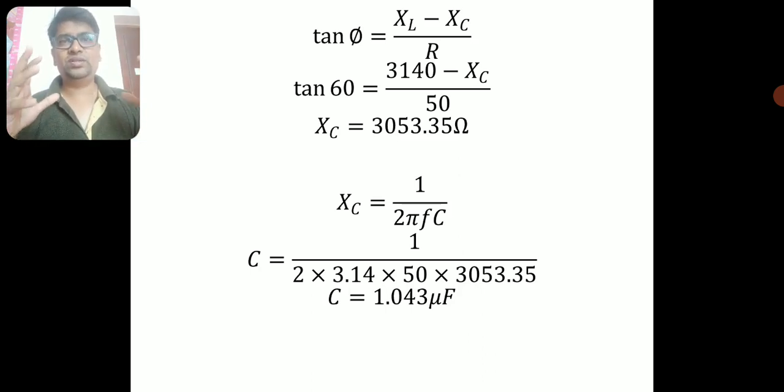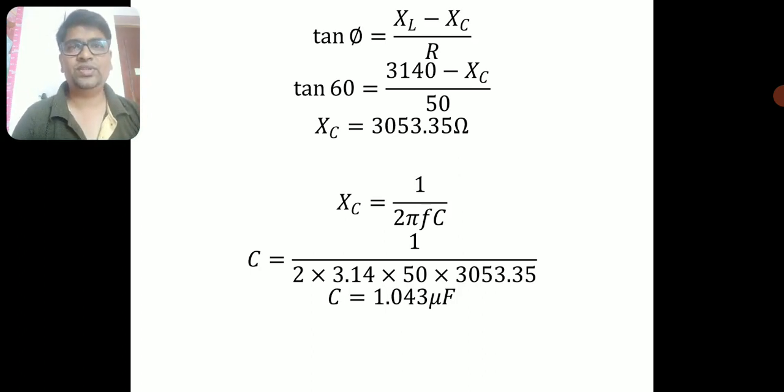If you do it with your calculator, you will get Xc as 3053.35 ohm. That is the value of capacitive reactance, Xc. Once I got Xc, it is easy for me to calculate the value of capacitance. Xc is equal to 1 over 2 pi Fc, a very direct formula, where you take C to the left hand side and send Xc to the right hand side denominator. So find the value of capacitance.